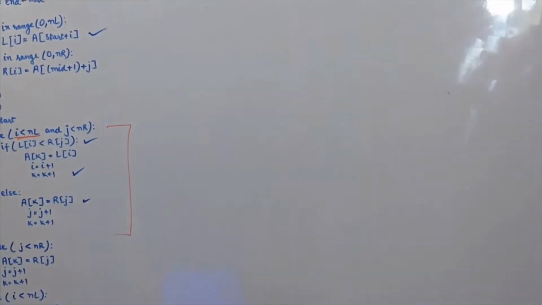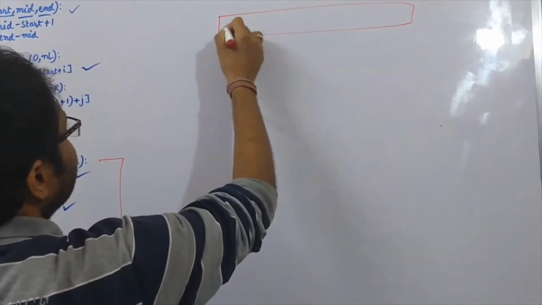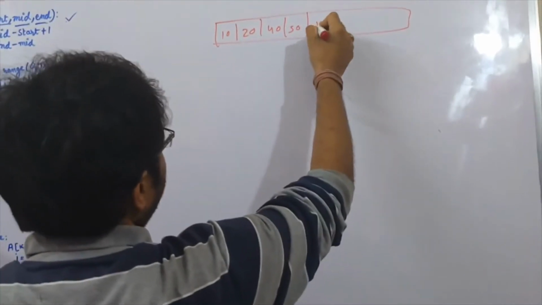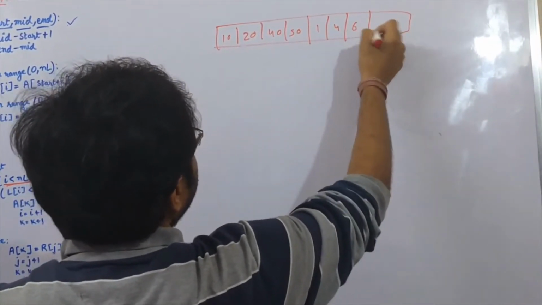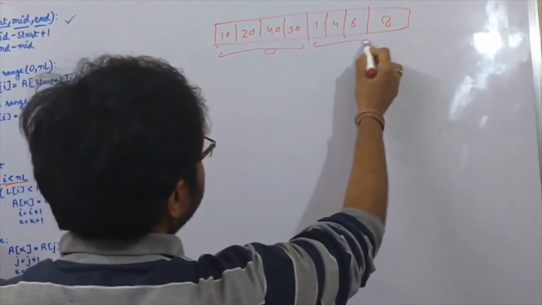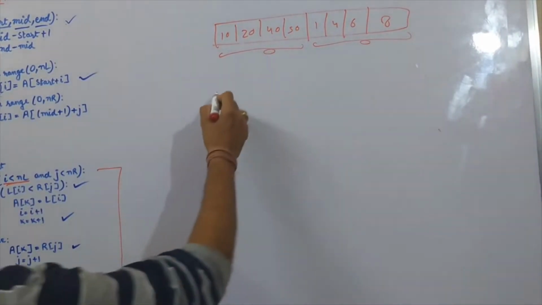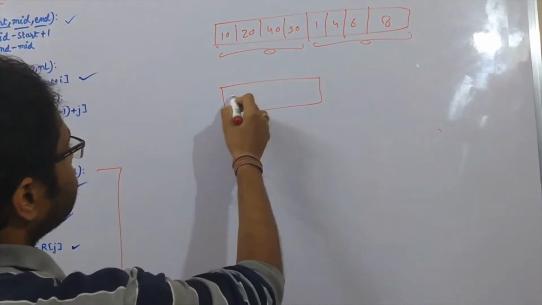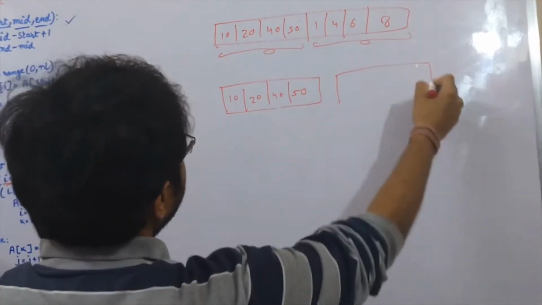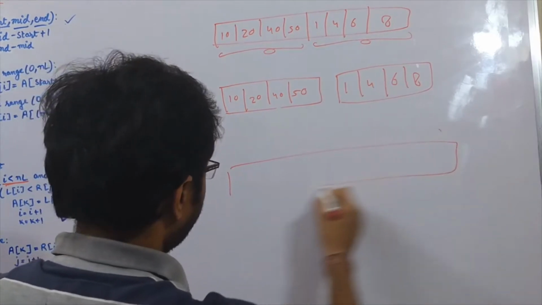Suppose we have an array that has elements like 10, 20, 40, 50 and 1, 4, 6, 8. This part is sorted and this part is also sorted. So what will happen in this case? We will copy these elements like this, and in another array we will copy 1, 4, 6 and 8.